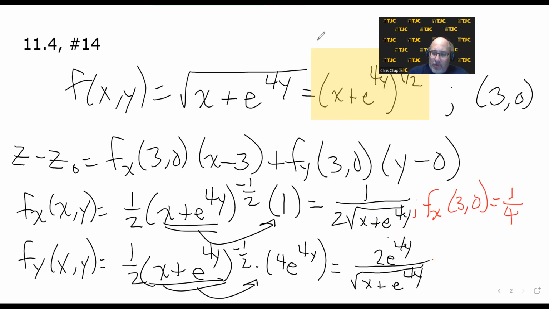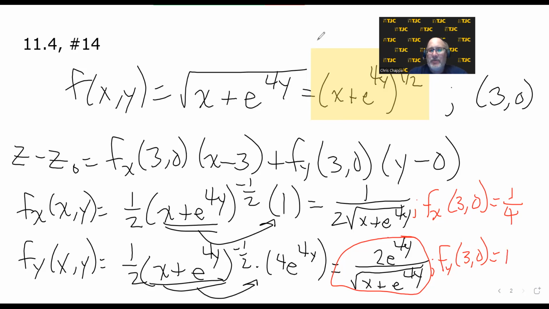And then similarly, when we do the partial derivative of f with respect to y evaluated at 3, 0. Again, when we put 3, 0 in here, 3 for the x, 0 for the y, in the denominator, under the square root, we'll get 3 plus e to the 0, which is 3 plus 1, which is 4. The square root of 4 is 2. So the 2 that we get in the denominator will cancel with the 2 in the numerator. And we're just left with e to the 4y, but y is 0. So e to the 0 is 1. So we should get 1 there.